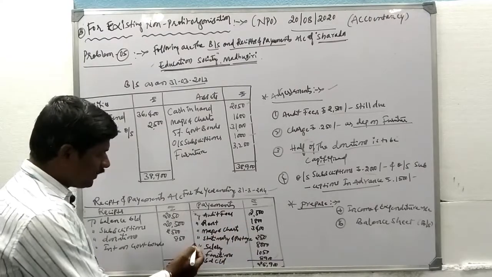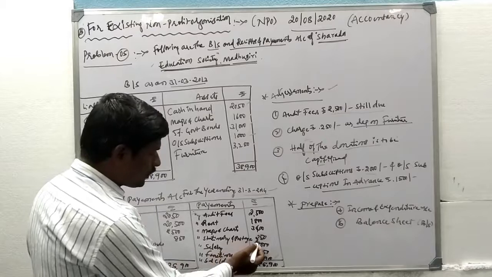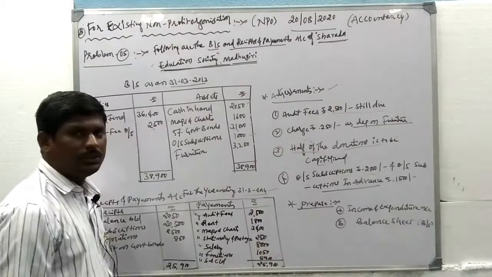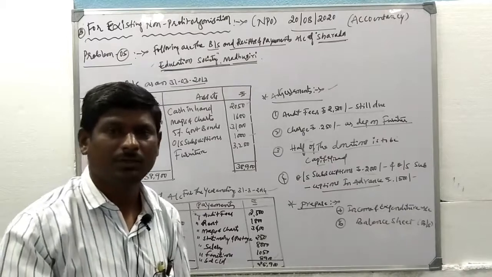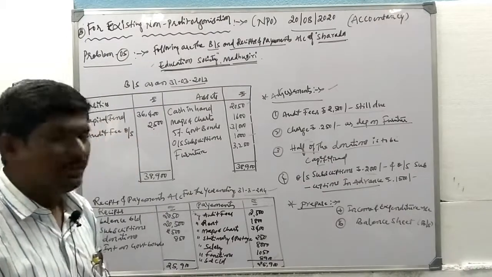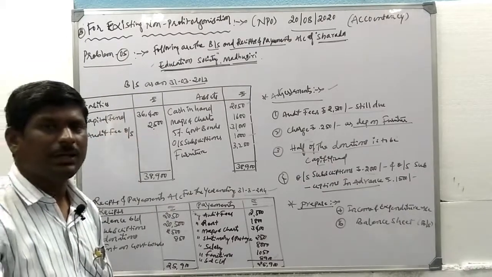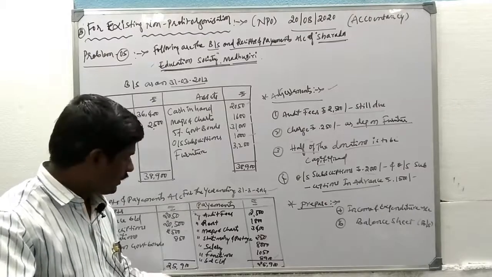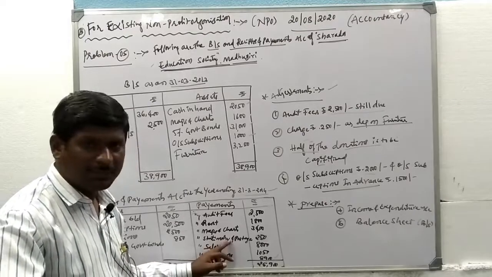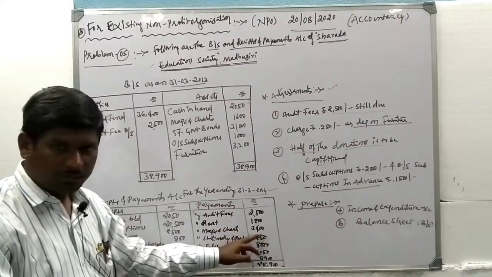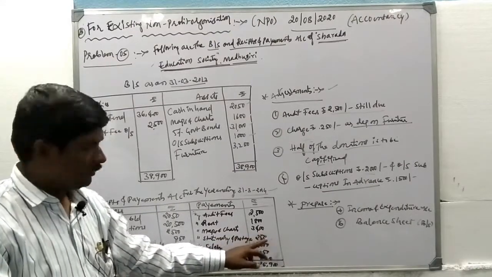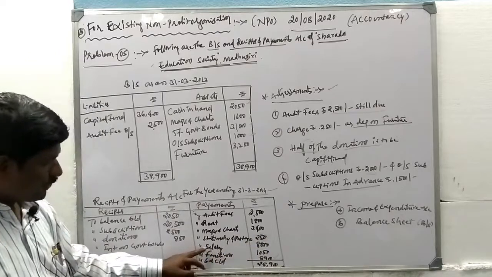Next point, stationery and postage rupees 250. So stationery and postage for the purpose of some activities of our trust or society, that amount is also considered for expenses. Some expenses in income and expenditure account, expenditure side, 250 rupees is taken. So again next one, salary.